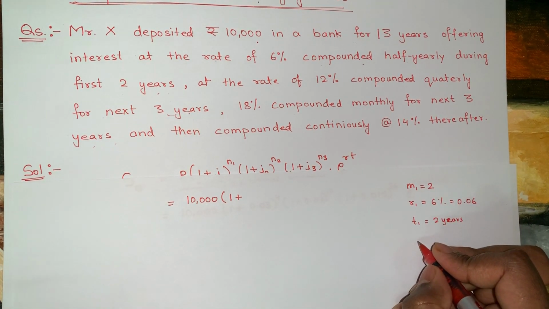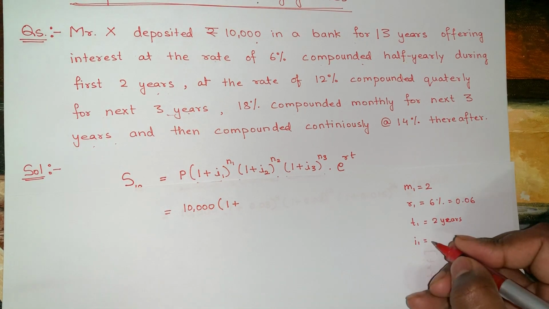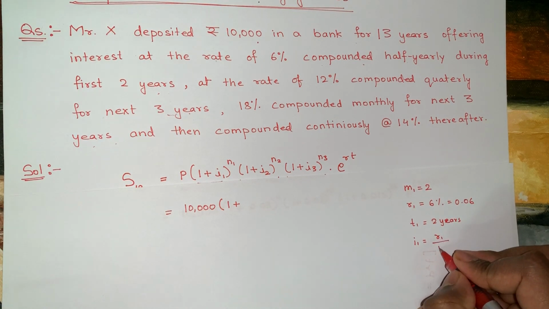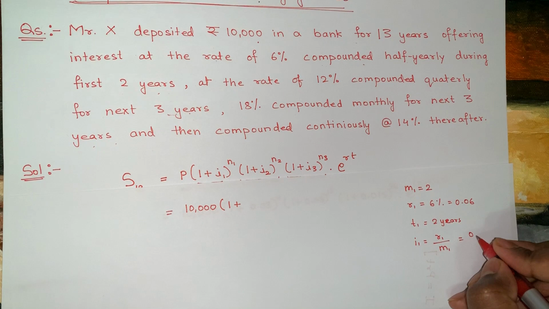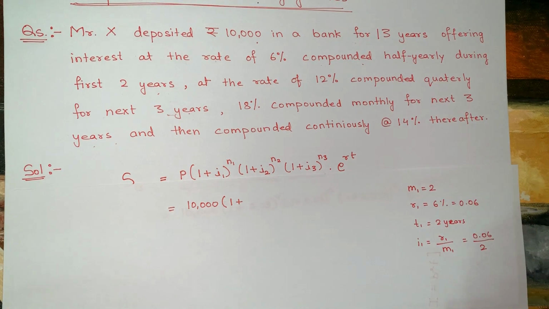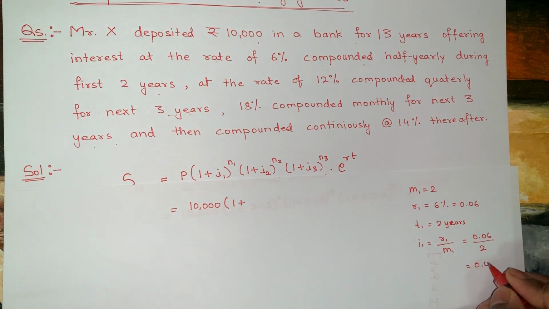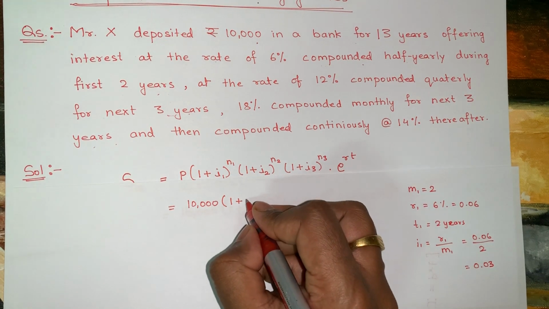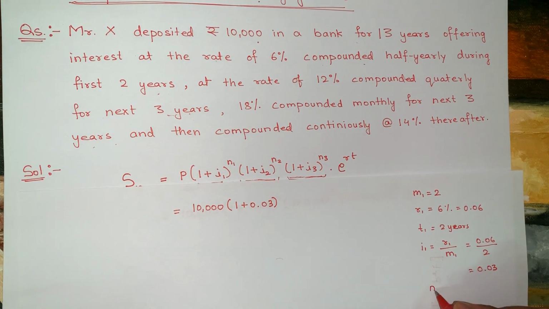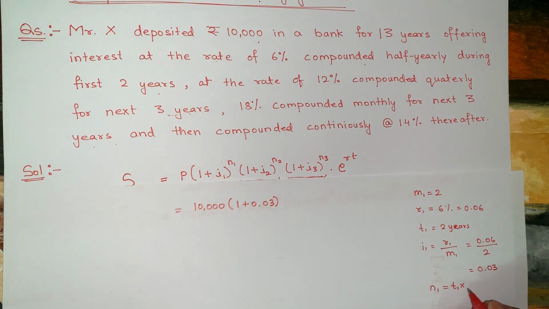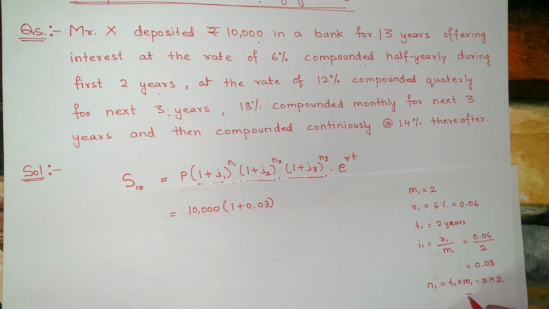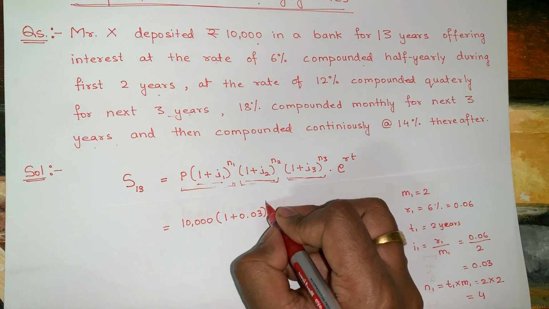So I can compute what my I1 is. The formula for I1 is R1 divided by M1, which is equal to 0.06 divided by 2. M1 is 2 because it is compounded half yearly. So I1 becomes 0.03. So 1 plus 0.03 to the power n1. Our n1 becomes T1 multiplied by M1, which is 2 multiplied by 2, which is equal to 4. So our n1 is 4 here.